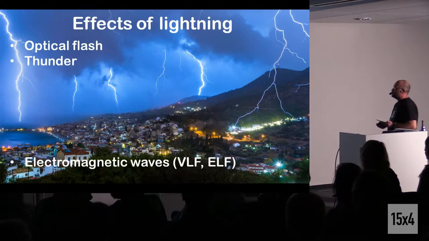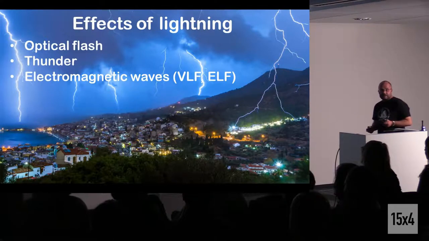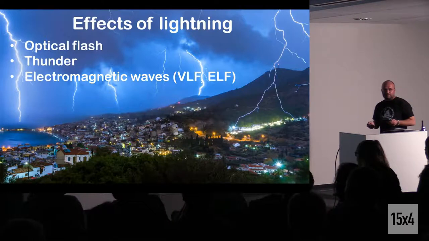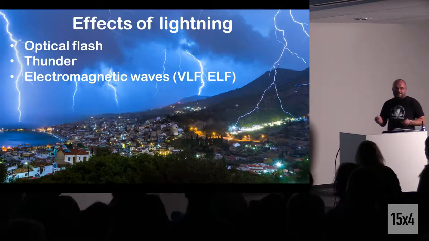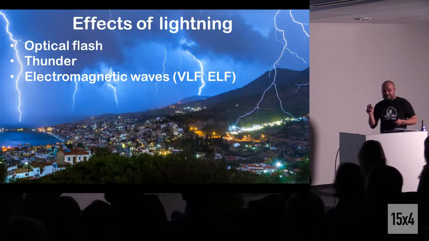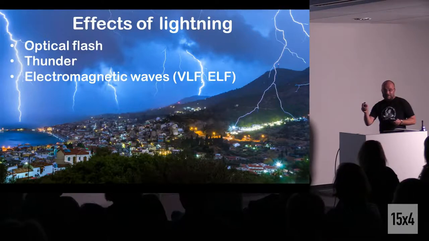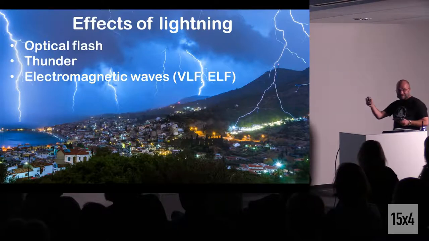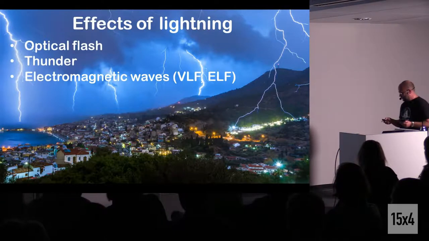Lightning is associated with optical flashes and thunder. It is interesting that it is possible to use these two effects as simple diagnostic tools. Everybody knows that the speed of light is much higher than the speed of sound. So it's possible to calculate the time delay between the lightning and thunder and calculate the distance. 3 seconds of delay corresponds to 1 kilometer, and it's easy to calculate the distance to lightning.